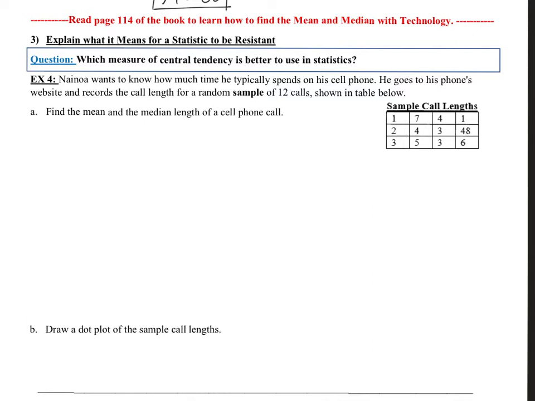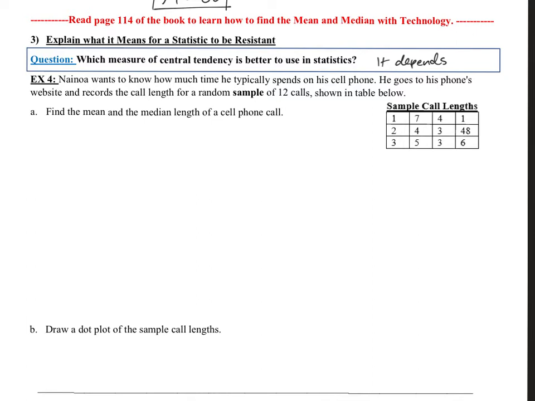All right, here's a question. Which measure of central tendency is better to use in statistics, the mean or the median? And the answer is actually, it depends. Which is why a lot of the times when you have any sort of statistical research you're reading or you see any statistics anywhere, be sure to take a moment and see what exactly their data is and how they're using it. Okay, always keep that in mind.